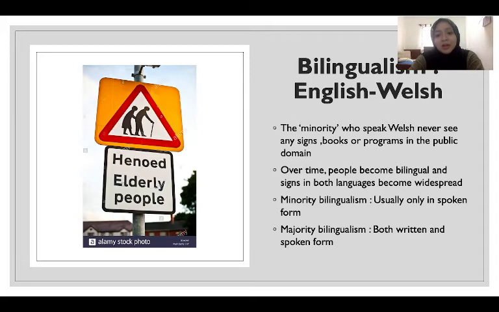So minority bilingualism is usually only in spoken form, and majority bilingualism is both written and spoken form. In terms of English and Welsh, it has now become majority bilingualism. Initially, it was just minority bilingualism, where Welsh was only used in spoken form. But nowadays, if you go there, you can see both languages in written and spoken form.